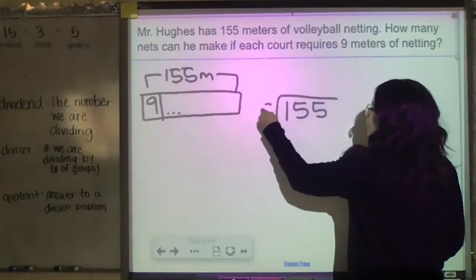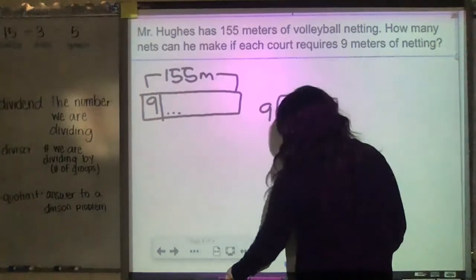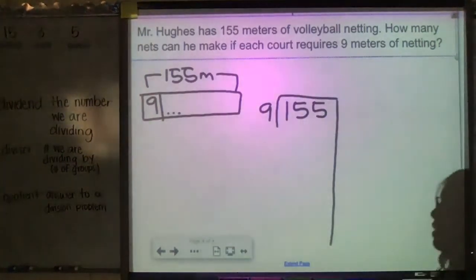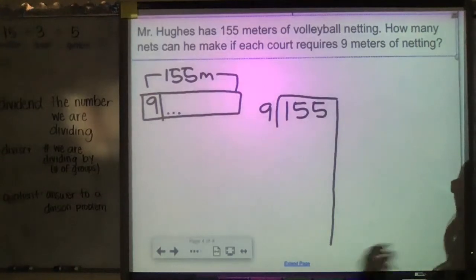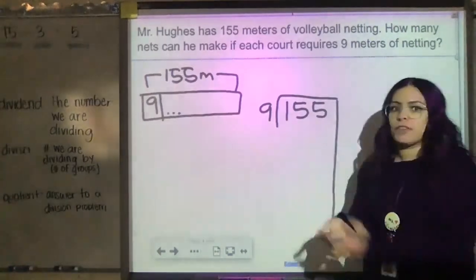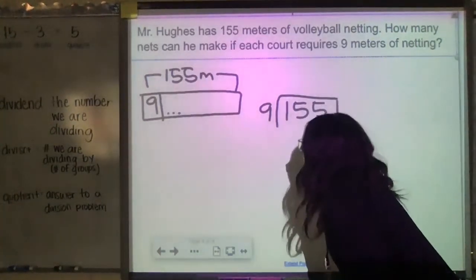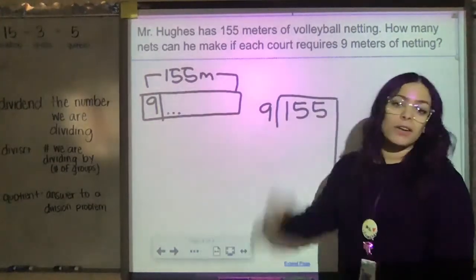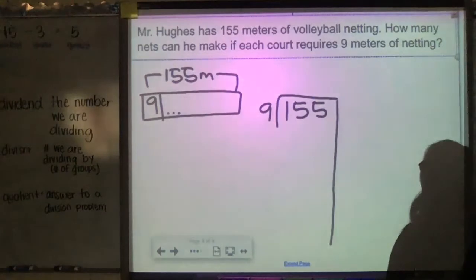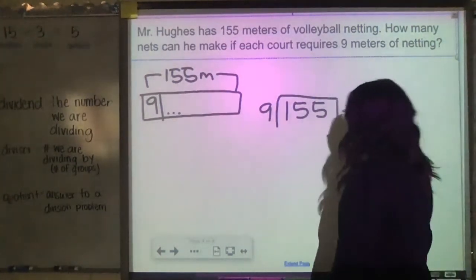So I'm going to go ahead and use partial quotients to begin and figuring out how I can split this 155 meters of net. So I'm thinking fast facts. What are some of the quickest ways I can start cutting this 155 meters into chunks for these nets? So I think, okay, 9 times what is going to get me close to 155? What's a fast fact I can think of? Well, 9 times 10 is 90. Let's start there. Why not?